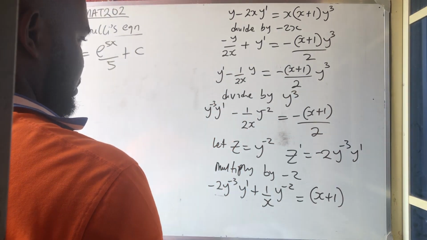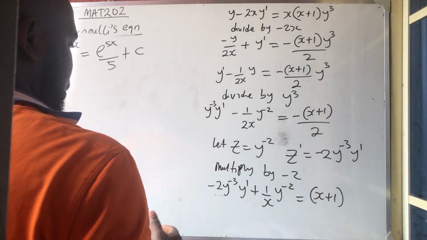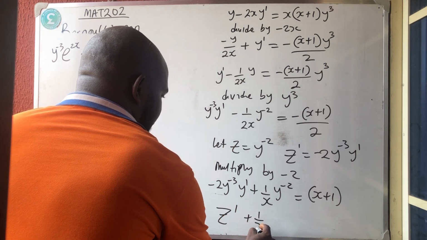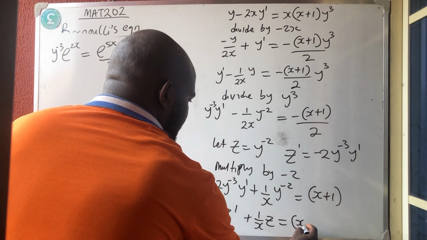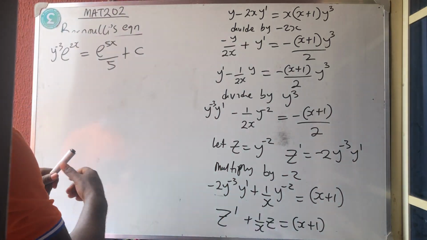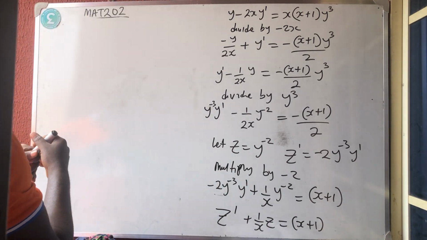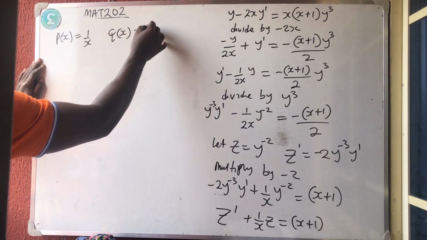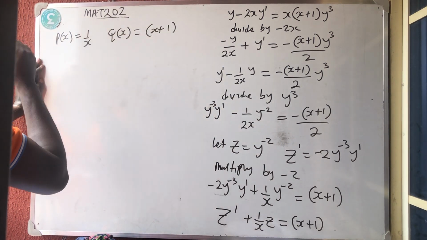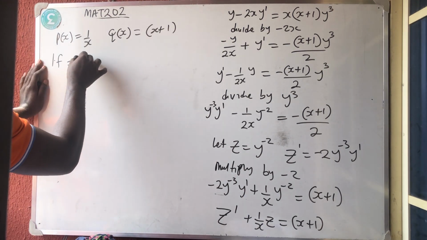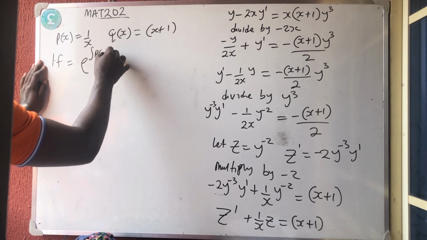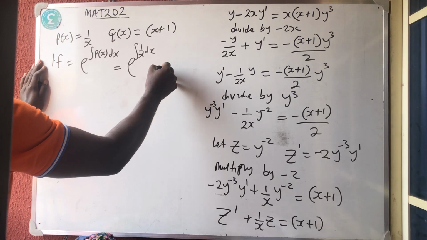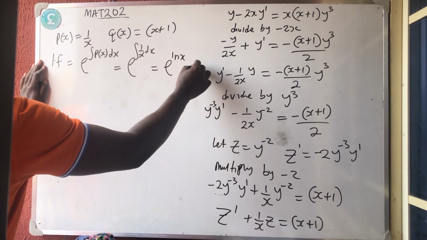So what do we have? This one is now my z prime. My z prime plus 1 over x z is equal to x plus 1. Okay? So from here, this is now a linear equation. So my p of x is equal to 1 over x. My q of x is equal to x plus 1. My integrating factor is now e raised to power the integral of p of x dx, which is e raised to power the integral of 1 over x dx, which is equal to e raised to power ln x. So I'm left with x.